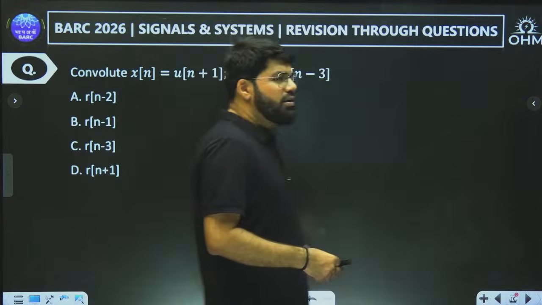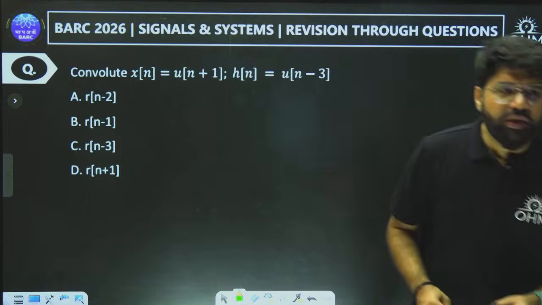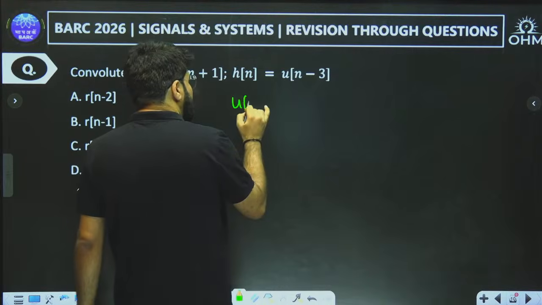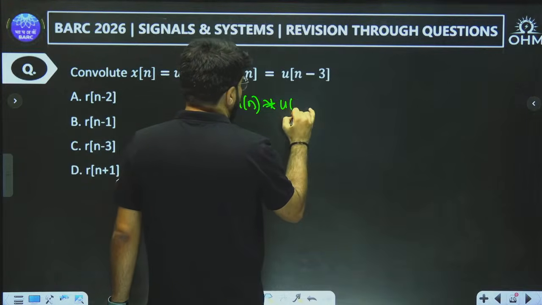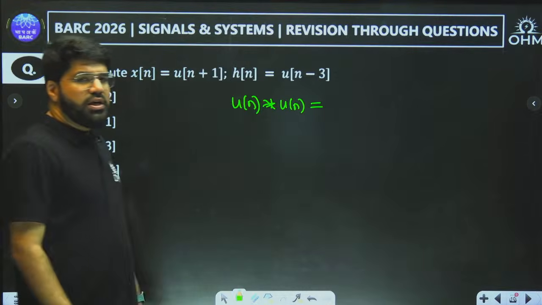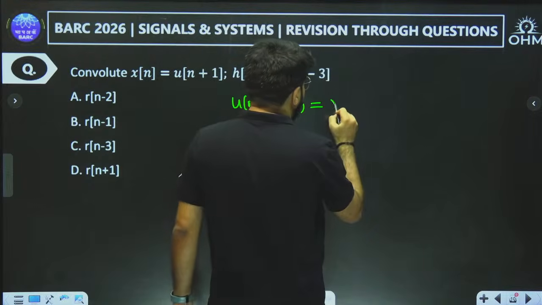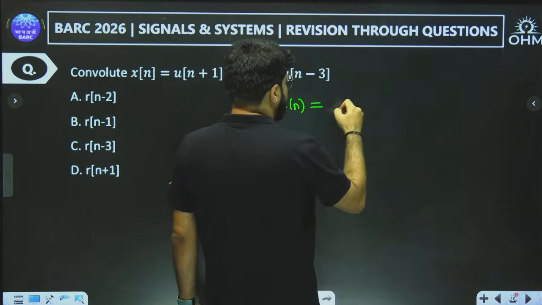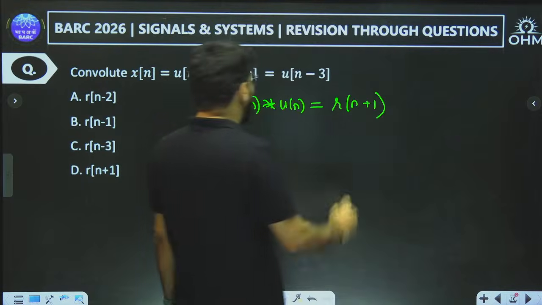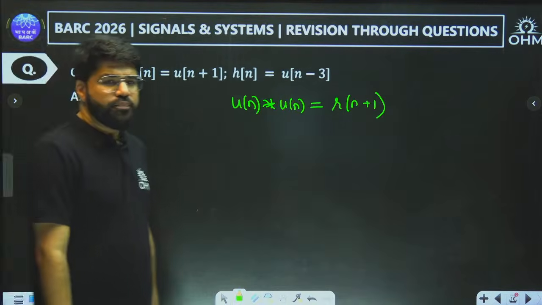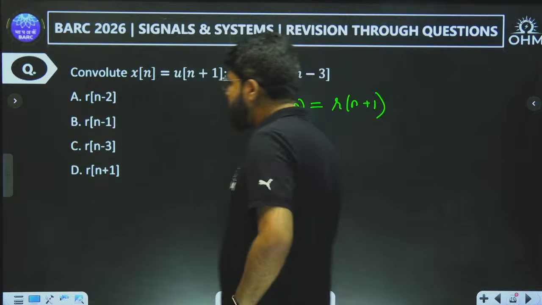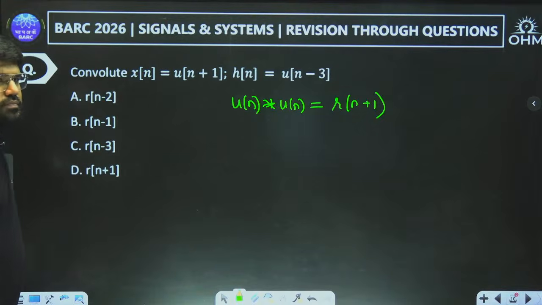Simple one. Convolve x[n] equal to u[n+1] with h[n] equal to u[n-3]. Now it is the discrete time domain. First, the result you have to use: u[n] convolution u[n] is given by (n+1) times u[n]. Options are in ramp signal, so I'll write it as the ramp signal r[n+1]. So u[n] convolution u[n] is r[n+1].